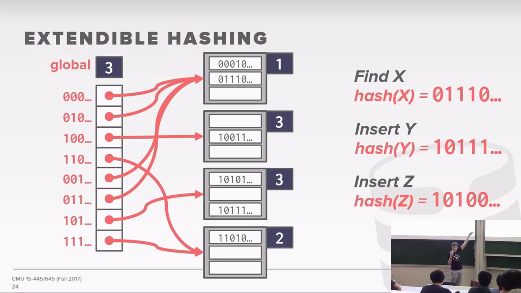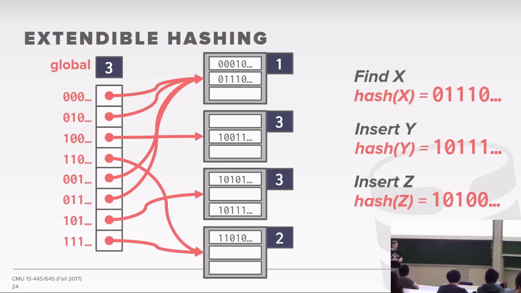Maybe the case at the third, when you have 3 bits, they're still all the same. You go to 4 bits, they're still all the same. So you may end up splitting over and over again to find some point where they're actually all distinct, right? In the simple case, we don't worry about that. But yeah, it's just a recursive operation.